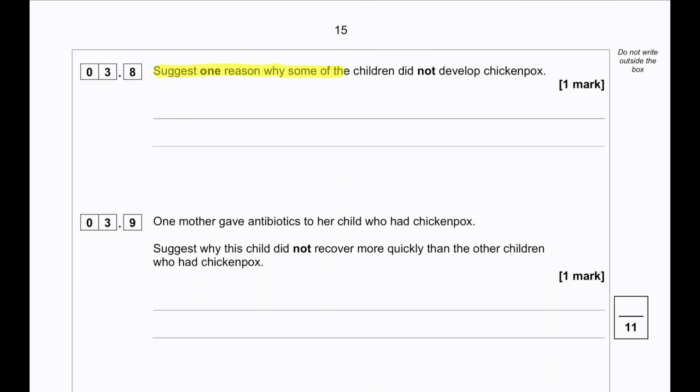Suggest one reason why some of the children did not develop chickenpox. Maybe they developed chickenpox earlier and they are immune to it. Maybe they have been vaccinated. So since they are vaccinated or they have had it before, they are immune because their body already has antibodies.